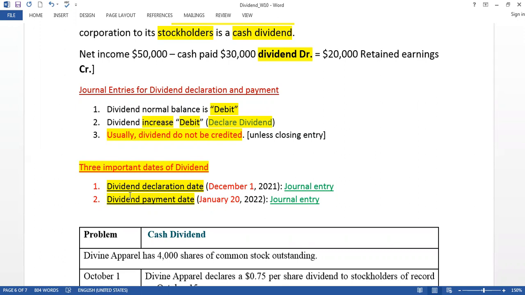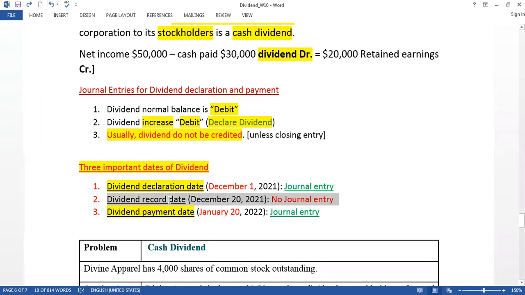And on both days, we have a journal entry. But in the middle, we have another day. It is called the dividend record date. On that day, we don't have any journal entry. So what are we doing on that day? Okay. On that day, we are calculating a number: how many shareholders will receive this dividend?